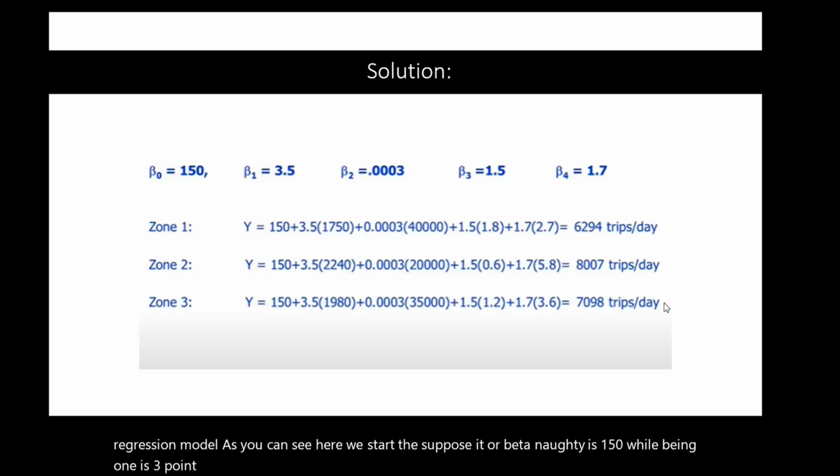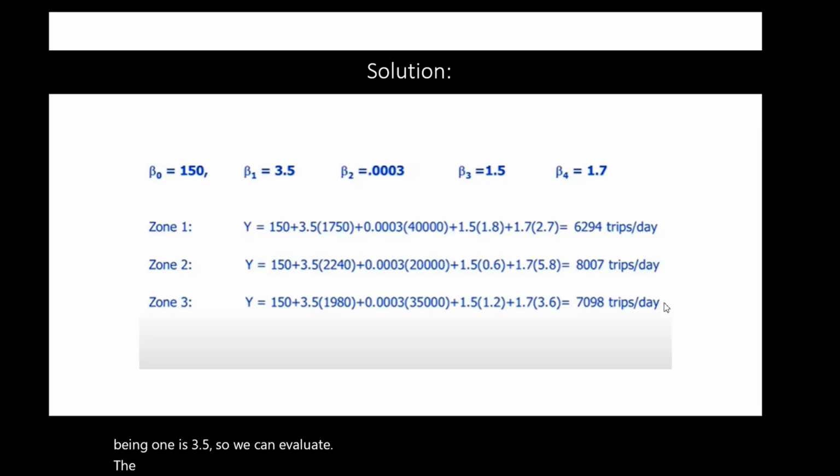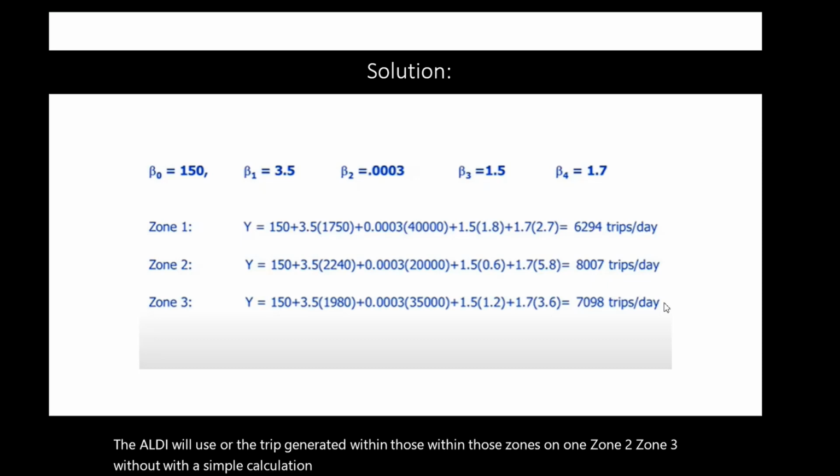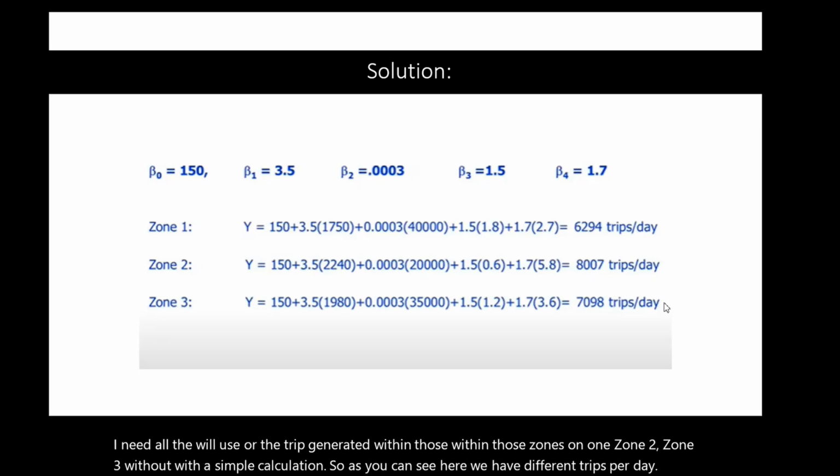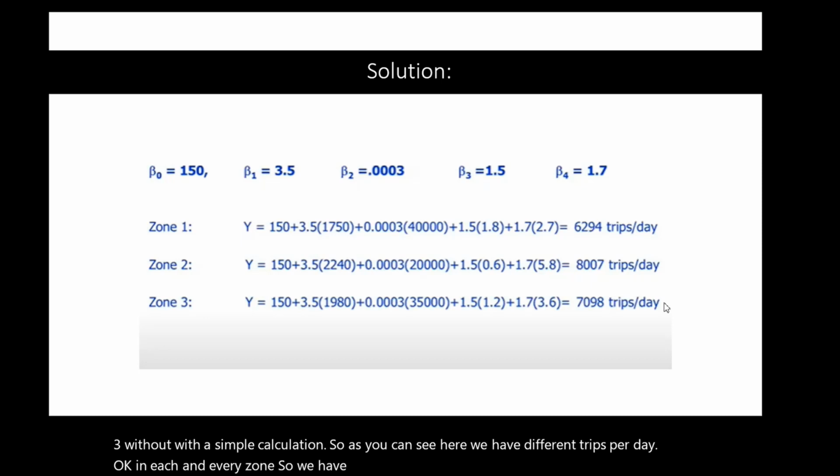So we can evaluate the trips generated within those zones, zone 1, zone 2, zone 3, with a simple calculation. As you can see here, we have different trips per day in each and every zone. So we have the highest trips within zone 2, which is almost 8,000.